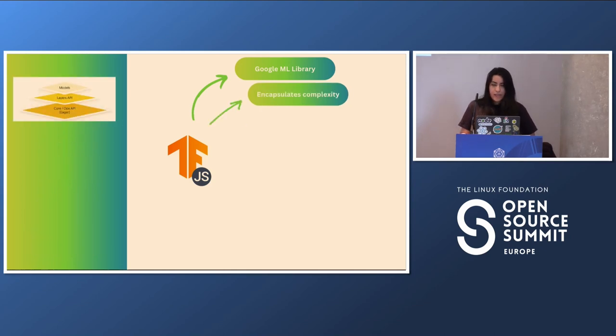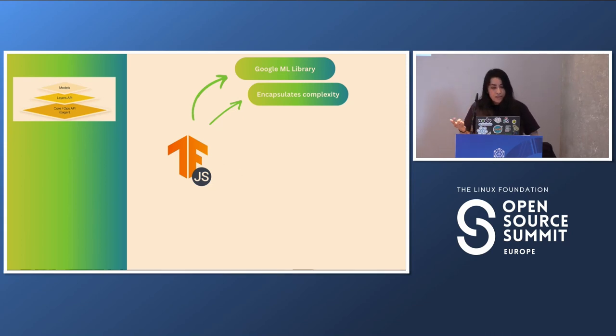And so it encapsulates complexity. What does this mean? Basically, there are three layers within this library. The first one is the models. There are already trained models that you can plug and play within your applications. There's another layer, which is the Layers API. This is to create models from scratch. So for example, transfer learning is a way of, if I have a model, but I need to modify it for my use case, I'll use the Layers API.